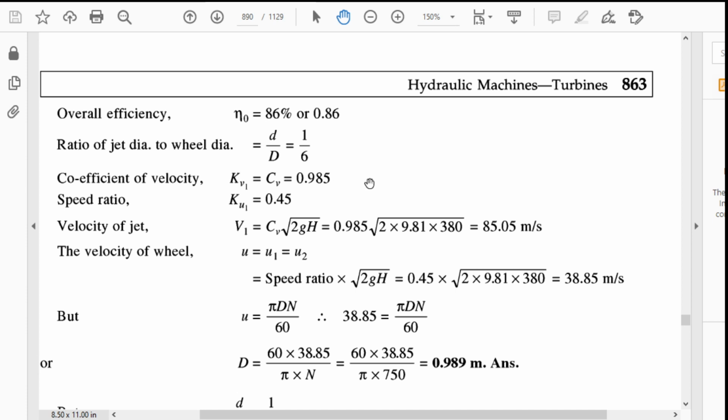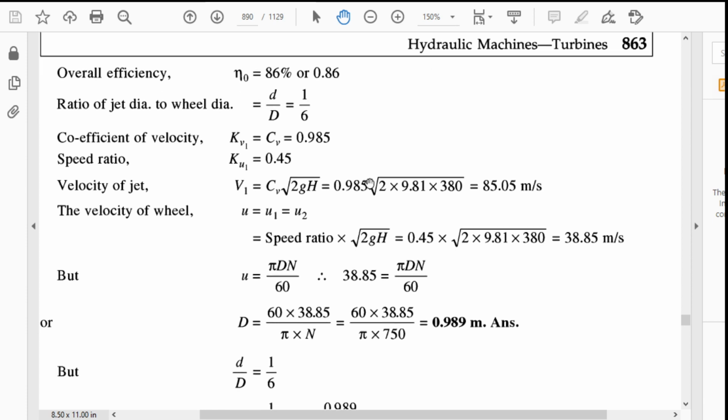Okay, now they asked us to find out the wheel diameter, number of jets required, and the diameter of jet. For that, first you have to find out the velocity v1 of the jet. Using Cv, the velocity of jet is v1 equals Cv root of 2gH. Cv is given as 0.985, into root of 2 g into H, where H is 380.